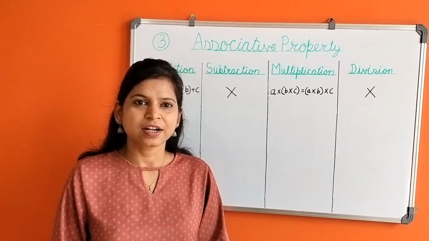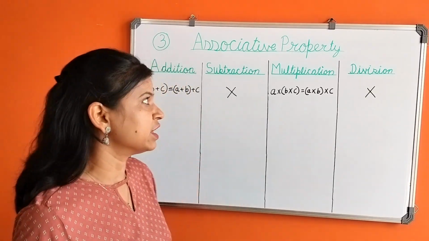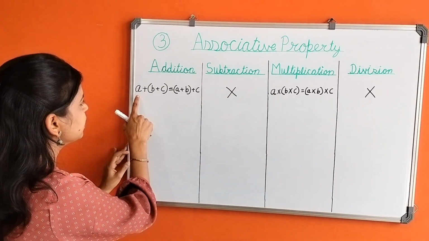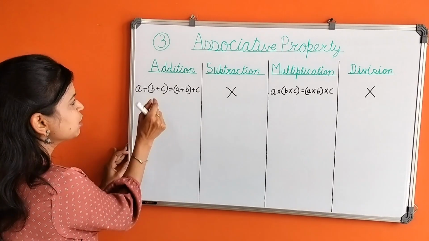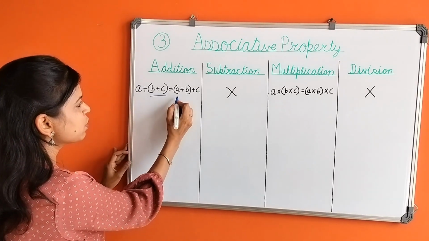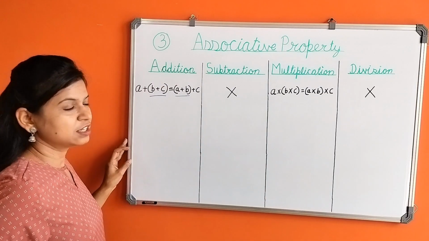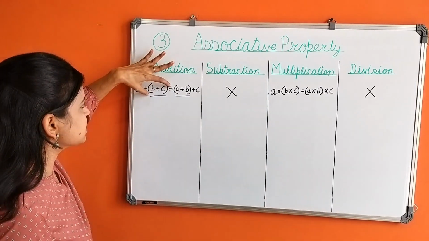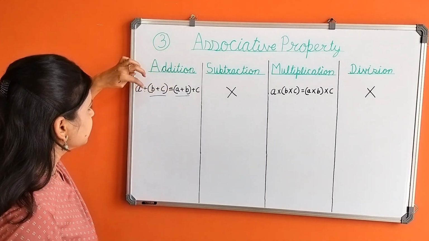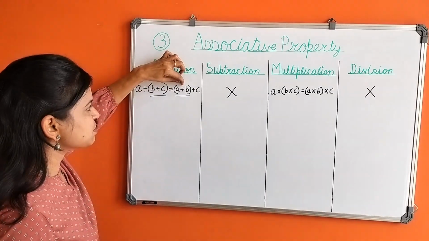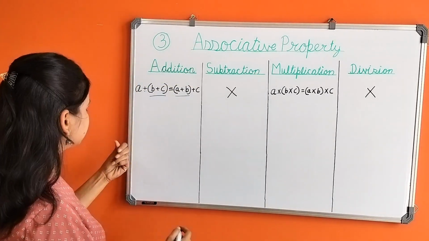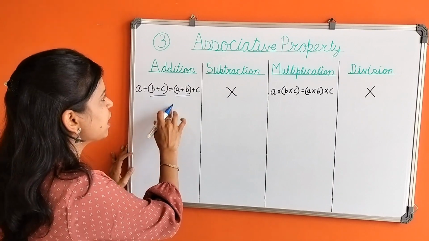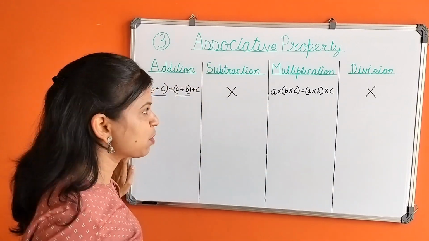Okay. Our next property is the associative property. In this property, for addition, a plus b plus c is equal to a plus b plus c. See the combination: a plus b plus c in one group is equal to this group a plus b plus c. If it is true, then addition comes under the associative property.